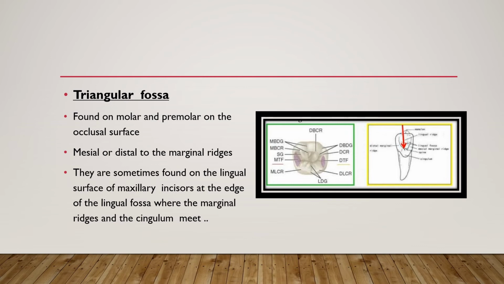So we already know the marginal ridge of the anterior and the cingulum of the anterior. As you can see in the picture where the cingulum and the marginal ridge are meeting, a little small kind of fossa is formed, and that fossa is known as the triangular fossa.